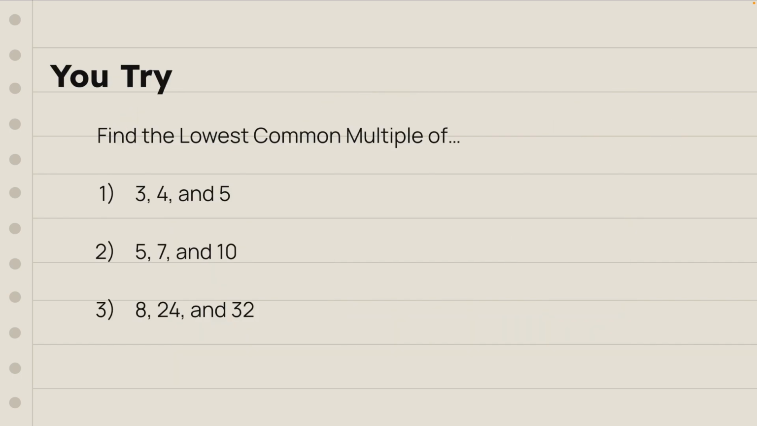Okay, I want you to try these 3, pause the video, and start it up again when you're ready. Okay, so for question number 1, the lowest common multiple of 3, 4, and 5 is 60. 5, 7, and 10 is 70. And 8, 24, and 32 is 96.